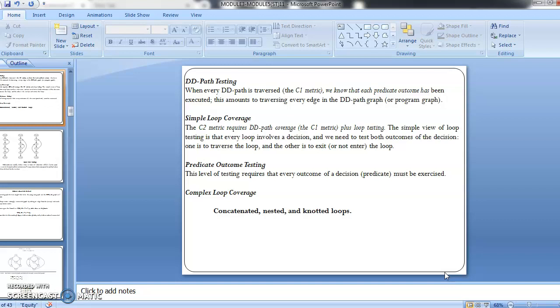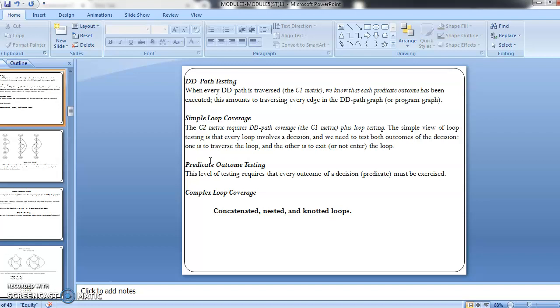If at all I give 5 5 5, then definitely my path should be across an equilateral triangle. What DD path testing says is that it should be traversed in the program graph at least once. So for that we call it DD path testing. And we'll have many loops also. For that we say simple loop coverage.